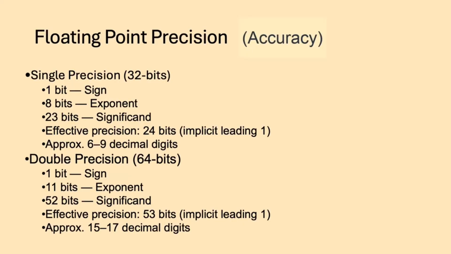Single precision floating point uses a total of 32 bits. These bits are broken down into an 8-bit exponent, a single bit for the sign, and 23 bits for the significand. As mentioned earlier, the leading 1 to the left of the binary point is not stored and is implicit. Double precision uses 64 bits with a single sign bit, 11 bits for the exponent, and 52 bits for the significand.